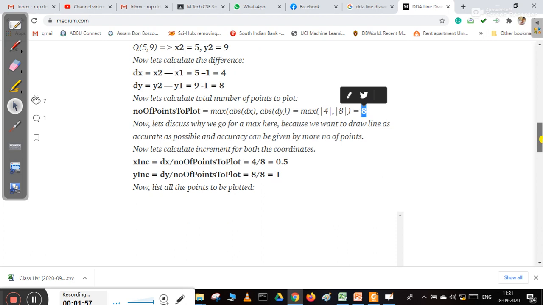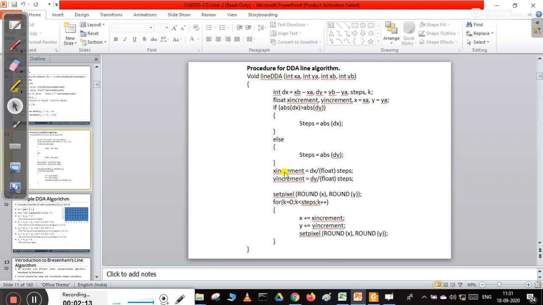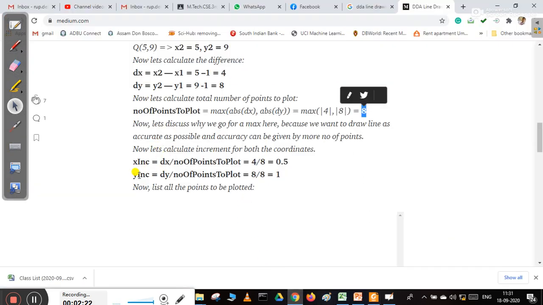points. Now in the x direction, how will the increment occur? It is dx divided by the number of points to plot. That way x will be incremented. Here you can see in the algorithm also, x increment is equal to dx by number of steps. Then in the y direction that will be 1, because 8 by 8 is 1, and 4 by 8 is 0.5.